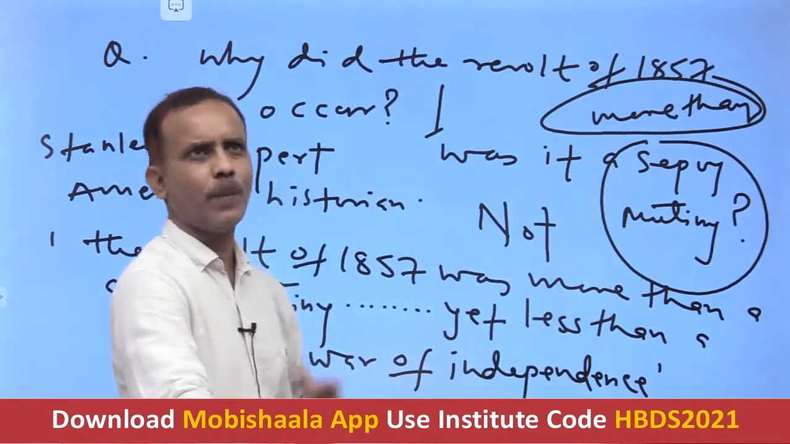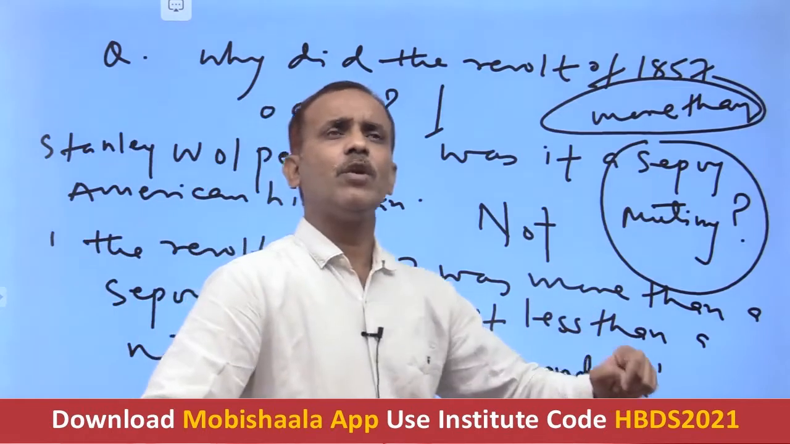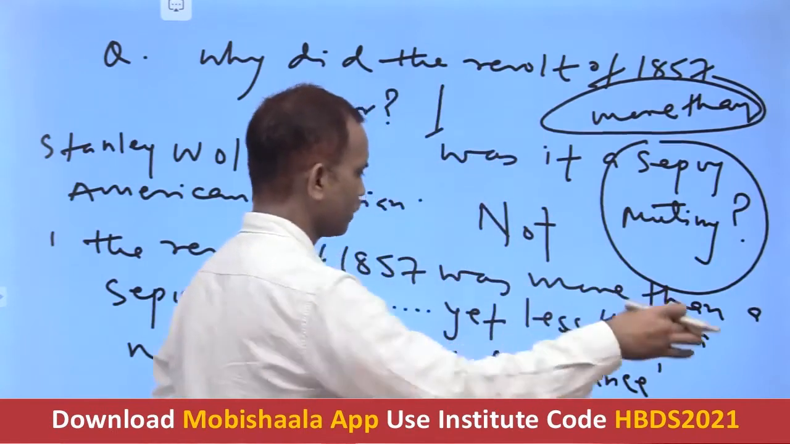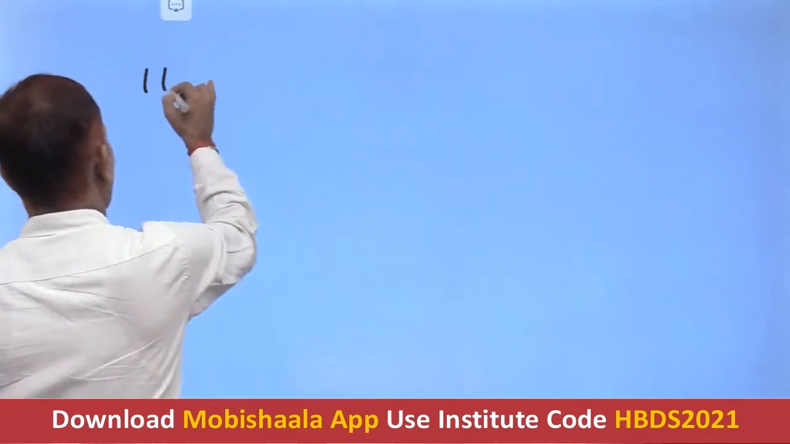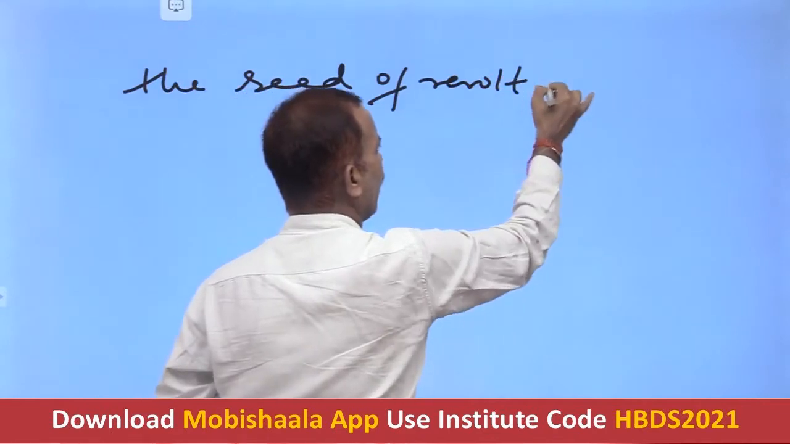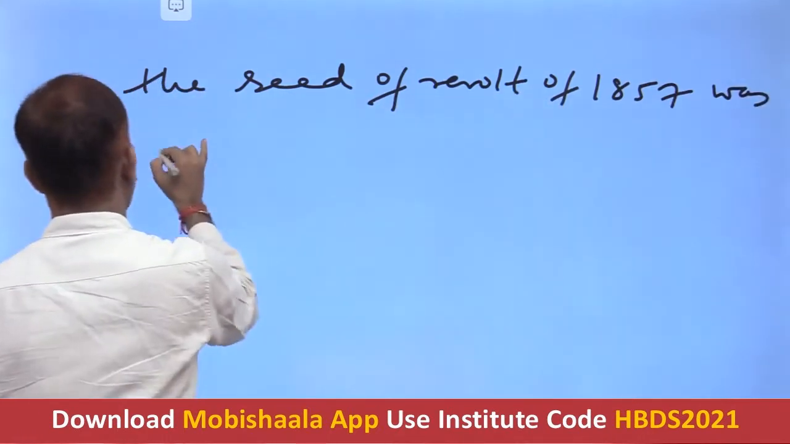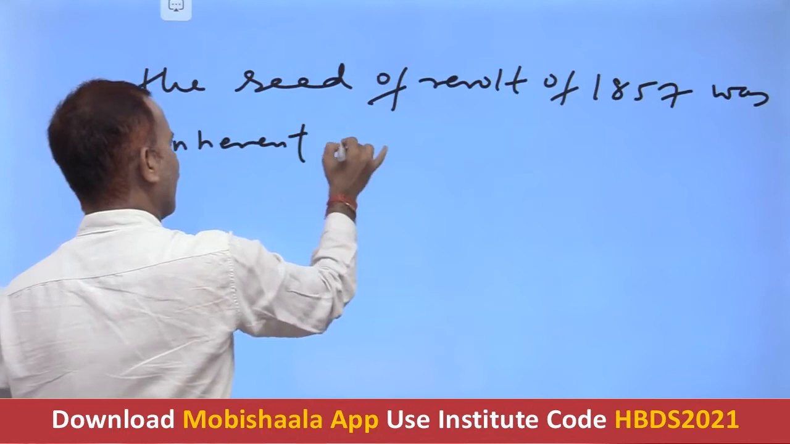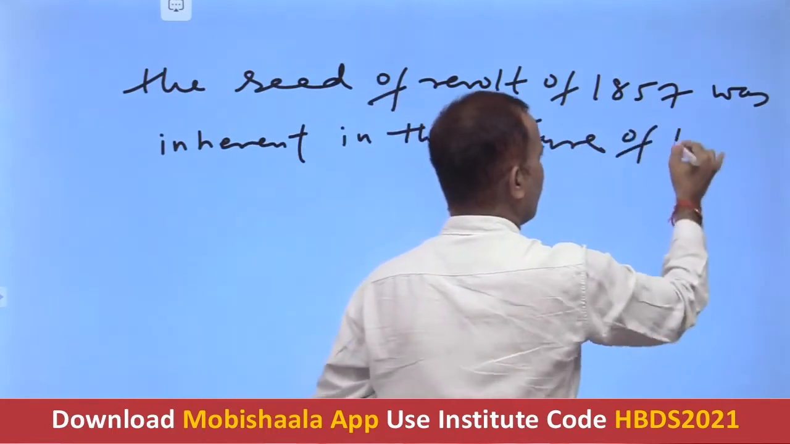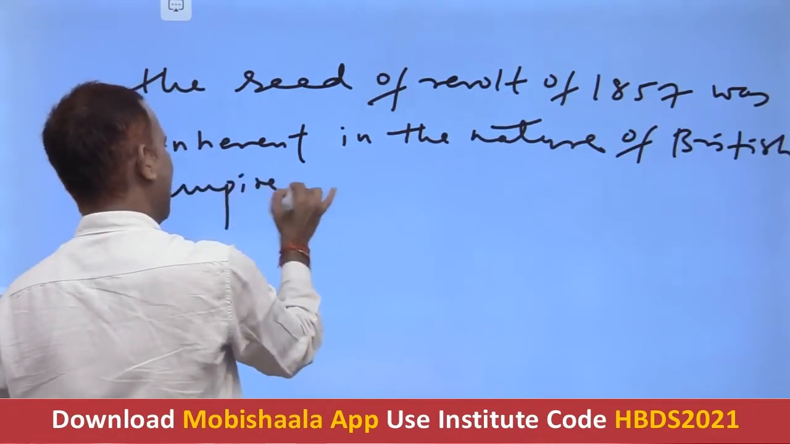So let us proceed further. I told you, since it was more than a Sepoy mutiny, it means the seed of the revolt of 1857 was inherent in the nature of the British Empire in India.